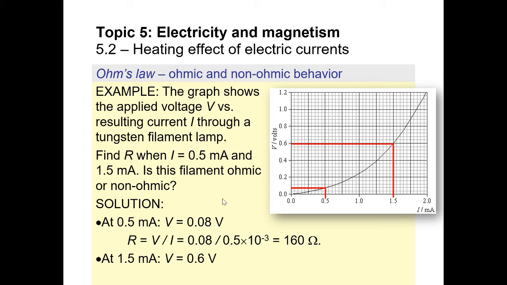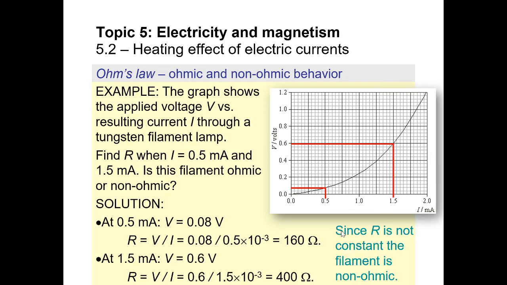At 1.5 milliamps, we do the same thing, and we can see an easier value here. We have 0.6 volts, so R is equal to V divided by I. So 0.6 divided by 1.5 times 10 to the minus 3, that's 400 ohms. So even now, based on this conclusion, because the resistances are different at various current levels, this device is non-ohmic. But of course, you could have explained that using just the fact of the curve being present as well.